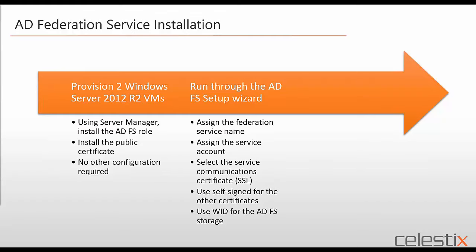Once you do have the ADFS role installed, it'll ask you to run through the ADFS configuration wizard. And what you'll do here is you'll assign the Federation service name, again, that DNS name that identifies the service itself. You'll assign the service account, either the normal AD-based service account, or select the option for your managed service account in the Active Directory. You'll select the service communication certificate. Again, that's what we installed before. You will use the option to use self-sign for what's called the token decryption and the token signing certificates, because Office 365 does not need a public certificate for those. And we recommend using Windows Internal Database for the ADFS storage.